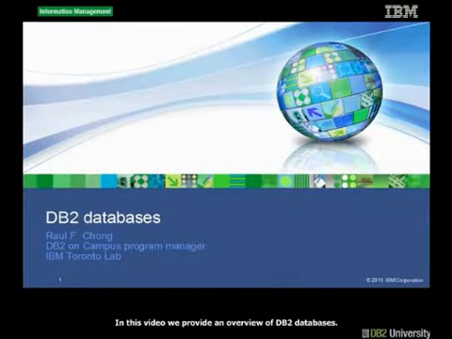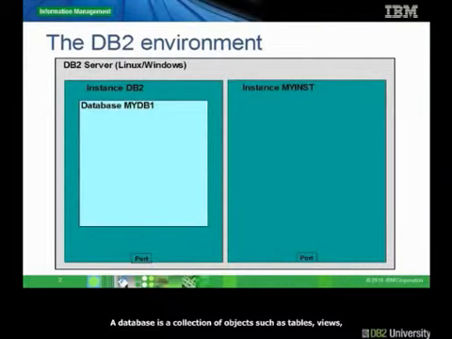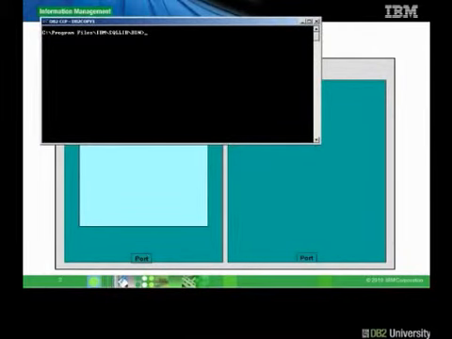In this video, we provide an overview of DB2 databases. A database is a collection of objects such as tables, views, indices, and so on. DB2 databases are independent units and therefore do not share objects with other databases.